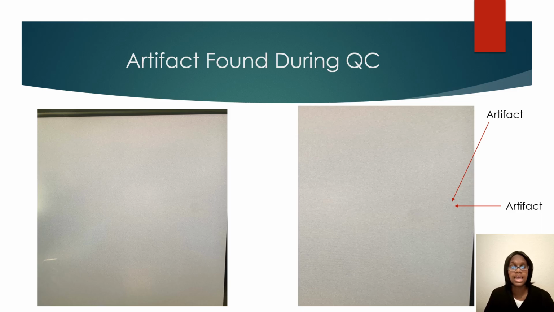When things like this happen, you want to make sure that you let your manager know and that you have reached out to a service engineer. On this day, the mammogram unit could not be used until this problem was serviced. Because if we're looking at this, this could look like a small tumor or calcification. It could look like anything in a patient's breast if we were to keep taking this image.